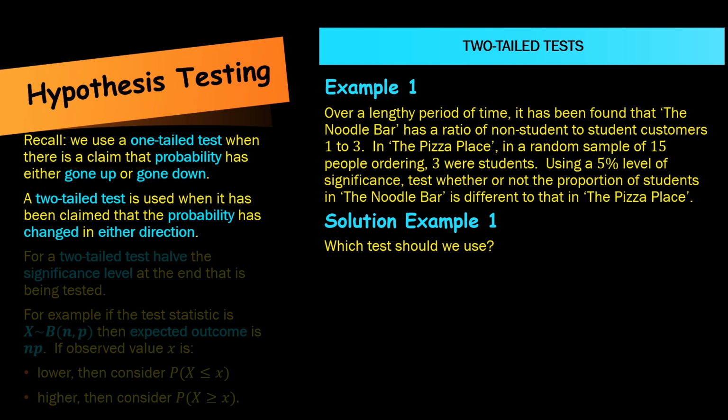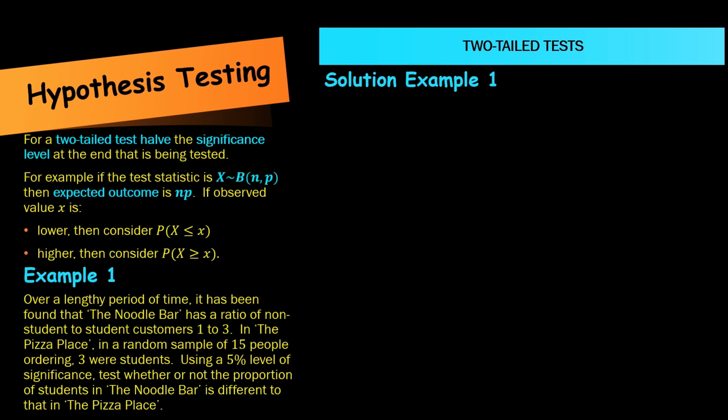So the first question we should ask ourselves is, which test should we use? The key words in this example are "is different to". Therefore, we need to use a two-tailed test. Other keywords in this example have now been highlighted in red.